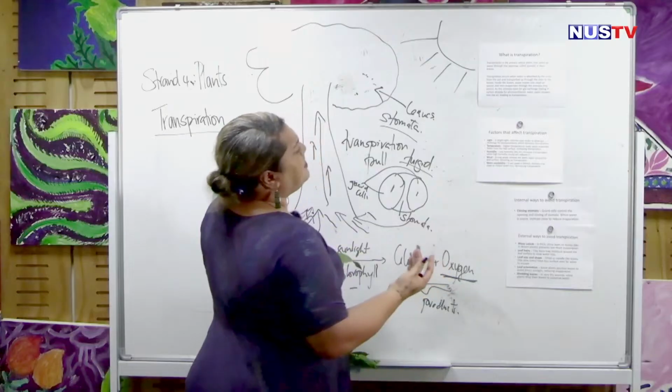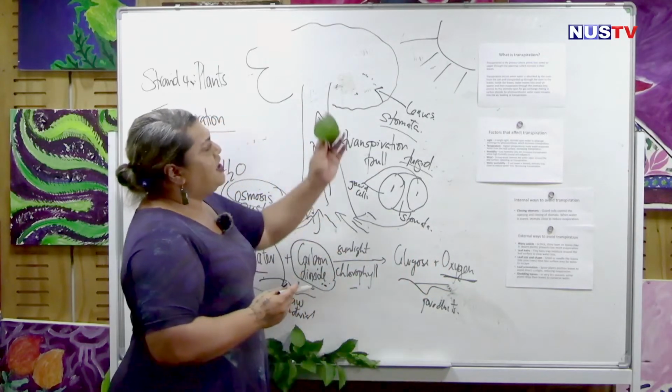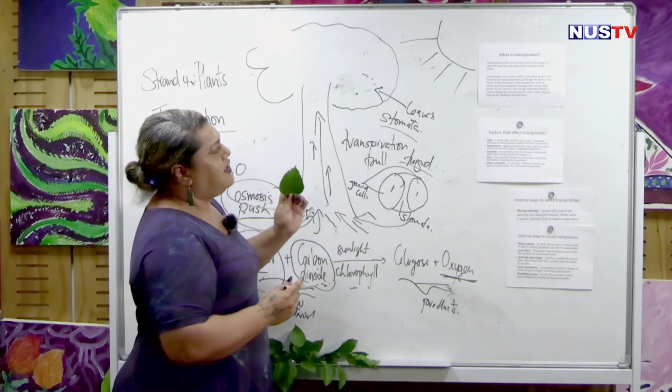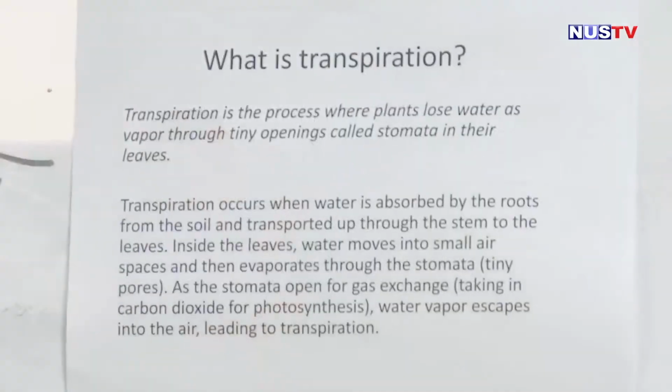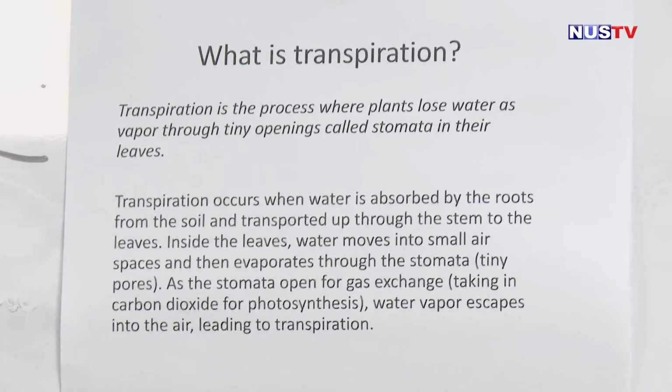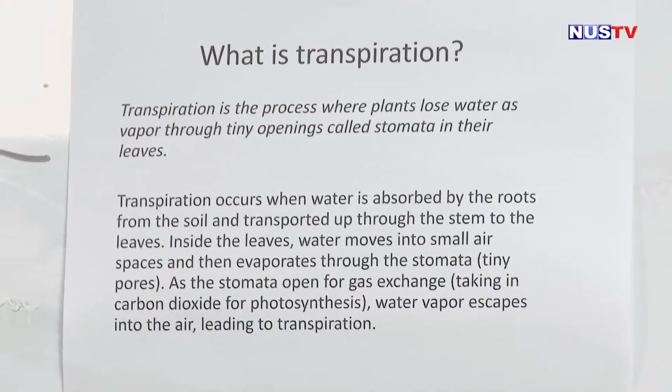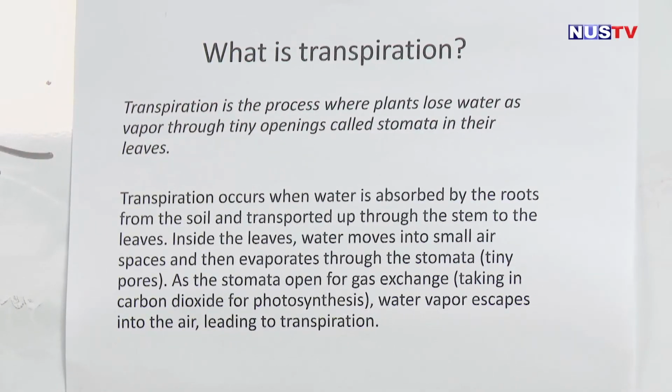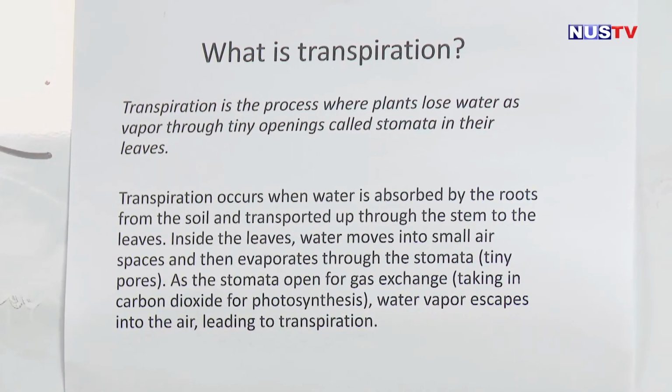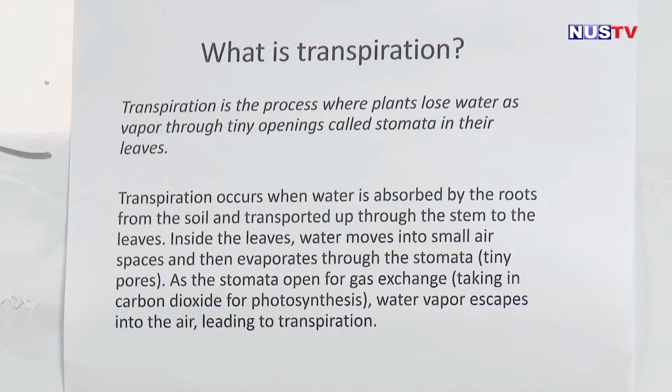What is the definition of transpiration? Transpiration is the process where plants lose water as vapor through tiny openings called the stomata.